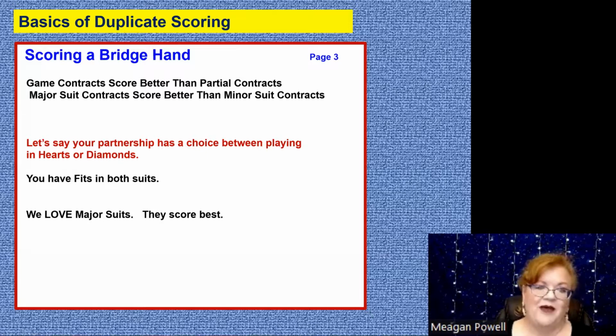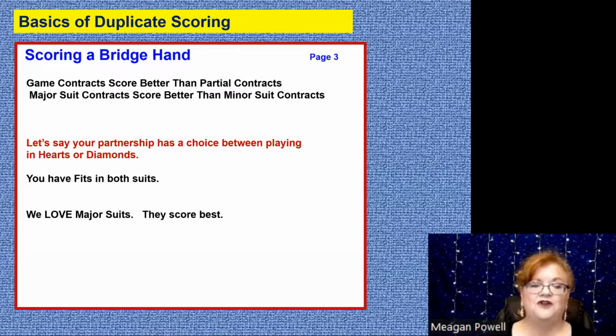Game contracts score better than partial contracts because of the bonus involved when you make your contract. Major suit contracts score better than minor suit contracts. So, as an example of that, let's say that you and your partner are seated across from each other.